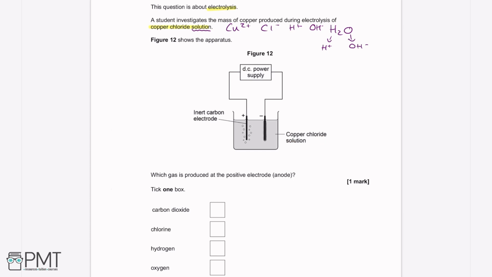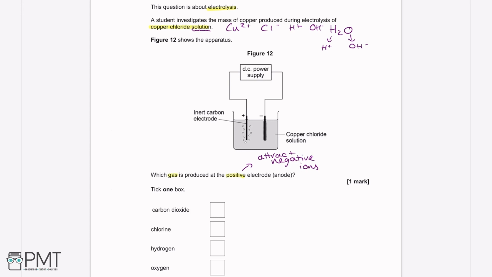Now notice that at this positive electrode, we can see bubbles forming, which implies that there is a gas being produced. And this is confirmed in the question. So this first question asks, which gas is produced at the positive electrode, which we call the anode? So, if we're thinking about the positive electrode, well, the positive electrode is going to attract negative ions.